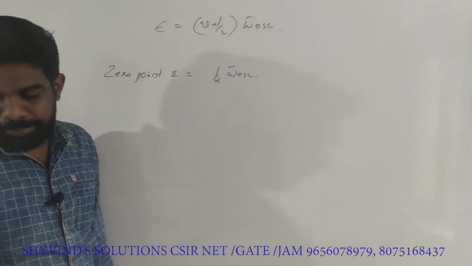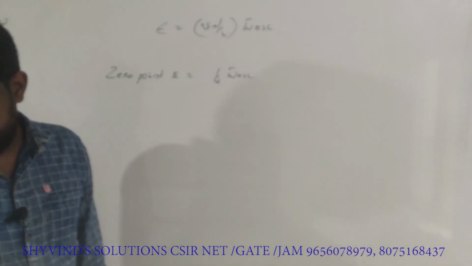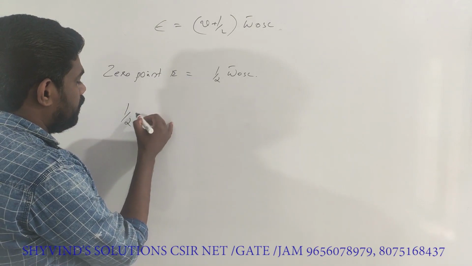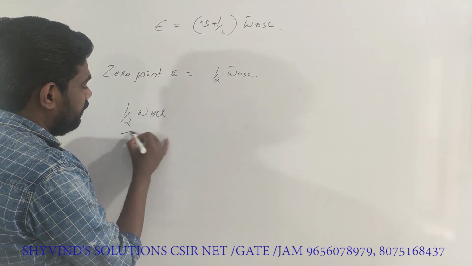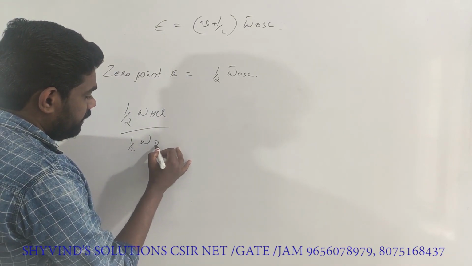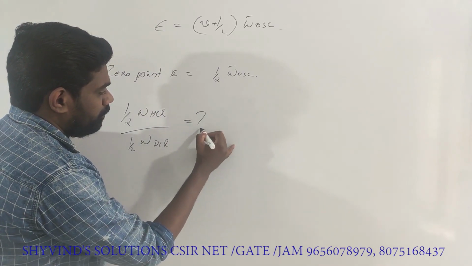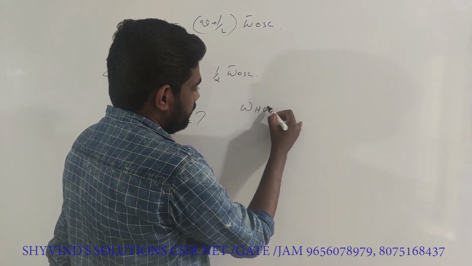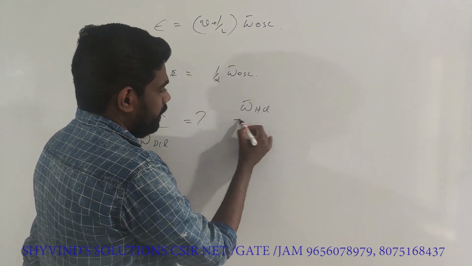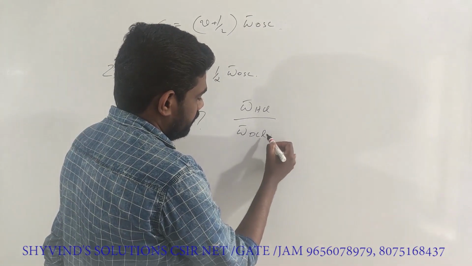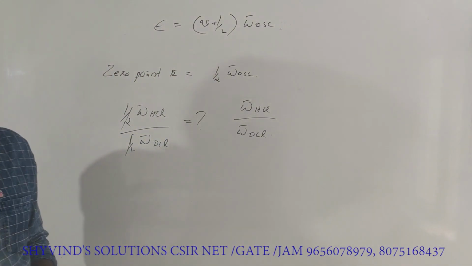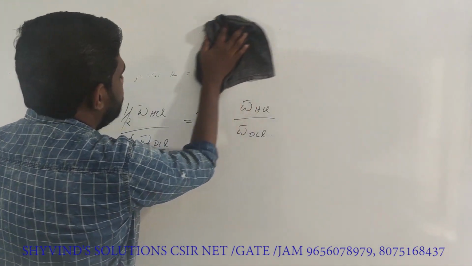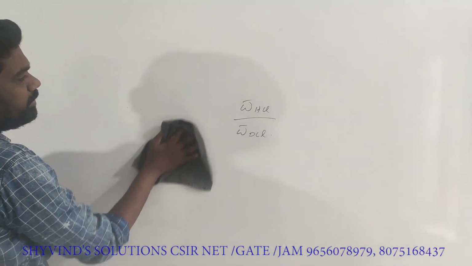So we should compare the zero point energy of HCl and DCl. So let's represent half omega HCl divided by half omega DCl. This is what we should find out. The halves will cancel out. So ultimately we should find omega bar HCl divided by omega bar DCl. To solve this question, we should know the value of omega bar oscillation, that means the frequency of oscillation. So what is the frequency of oscillation?